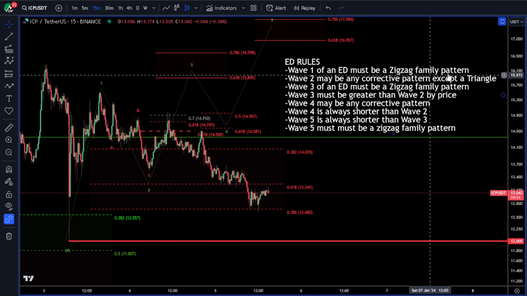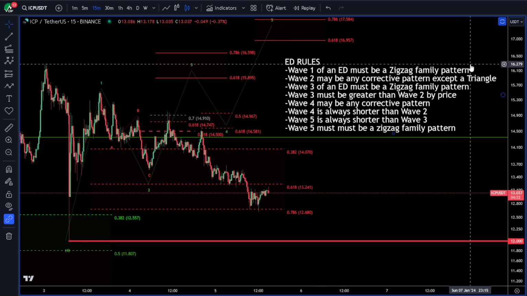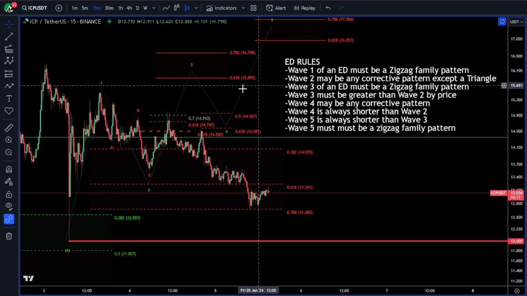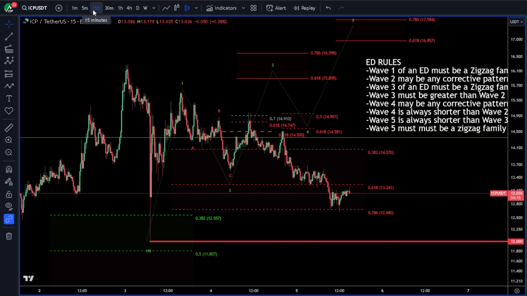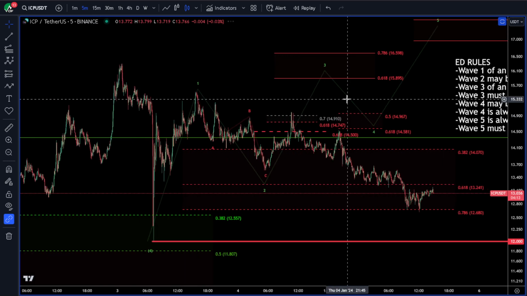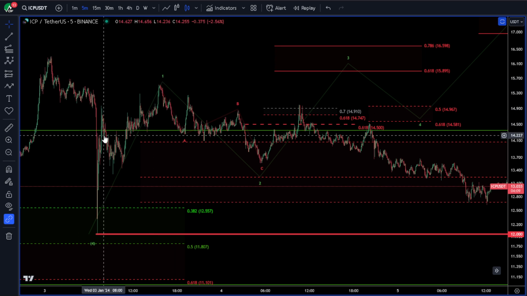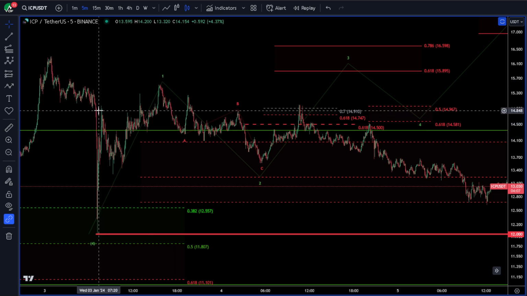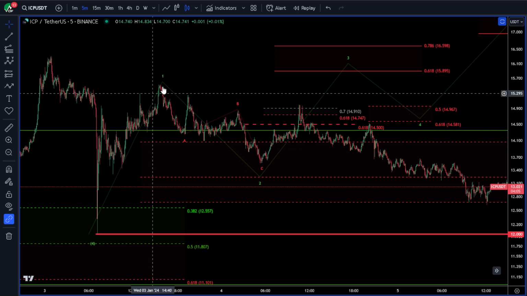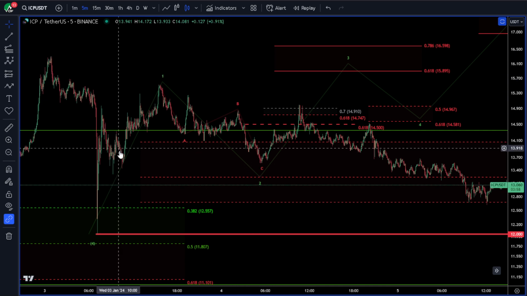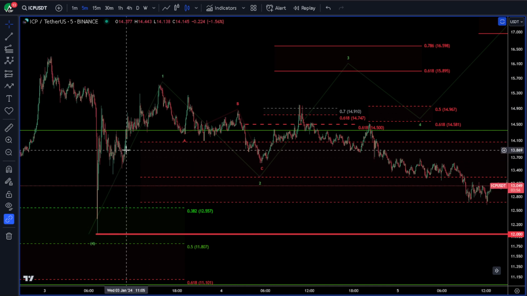But the main one to focus on is wave 1 of an ending diagonal must be a zigzag pattern. And because of that crazy sell-off yesterday, I just want to show you this. This is either a double zigzag for a wave 1. We can get single, double, or triples. Or this is a leading diagonal in itself.